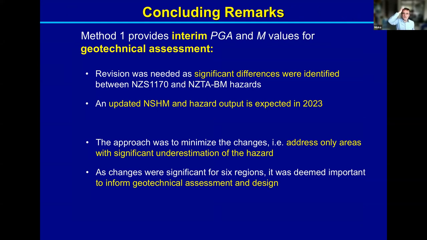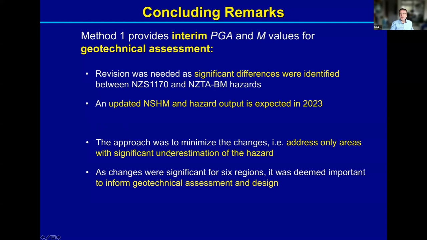So in conclusion, method 1 now provides interim PGA and earthquake magnitude values for geotechnical assessment. I emphasize this. This is only interim and strictly for geotechnical assessment. Revision is needed because we have identified significant differences between NZS 1170 and NZTA bridge manual hazards. And it is interim because an updated hazard output is expected in 2023.